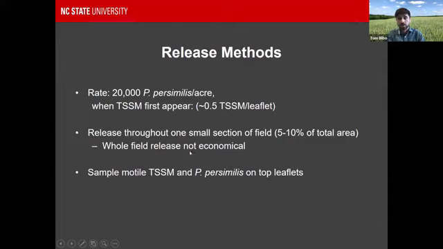As Jim had said, doing a release in the whole field is not economical, and importantly, what I'll show here in a second, not necessary. And then we'll go and sample our spider mites and Persimilis.